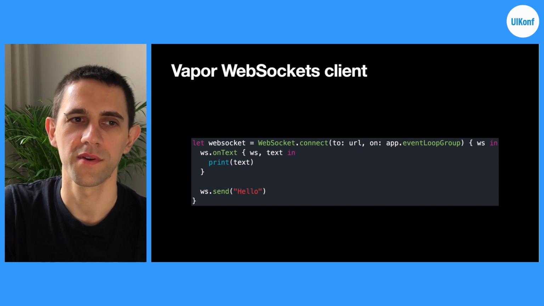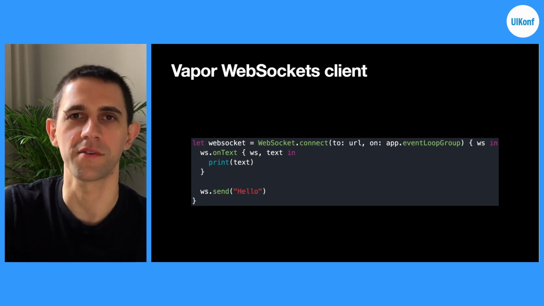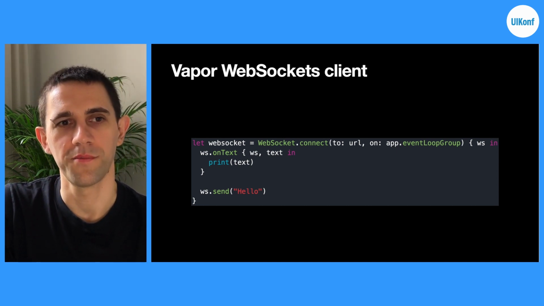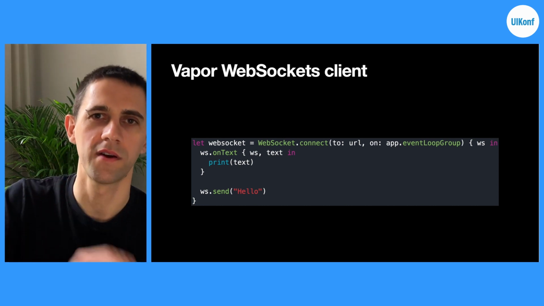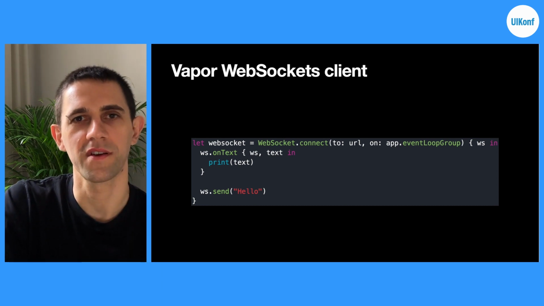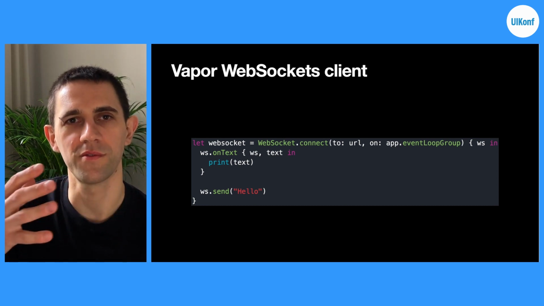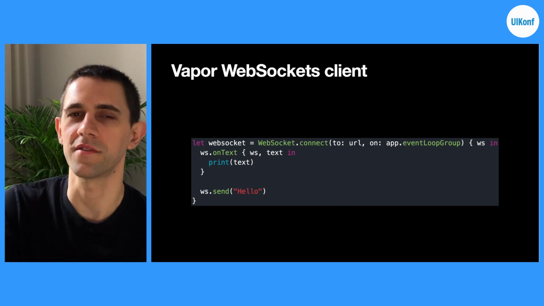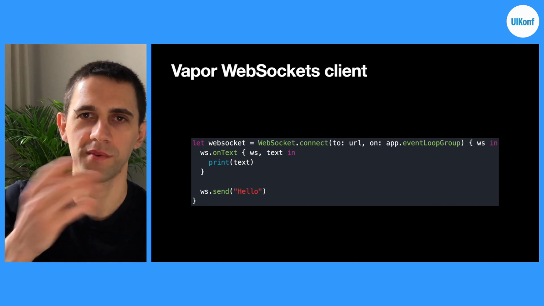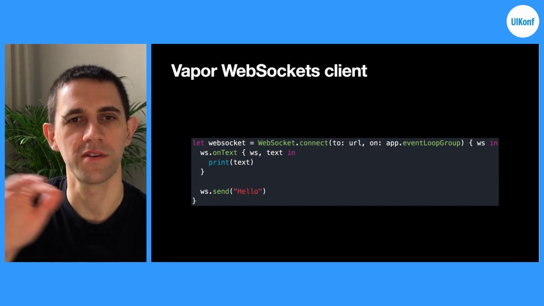We want to create the WebSocket. We're using the WebSocket object and calling connect and specifying the URL inside there. Similar to the previous examples, we're describing what we want to do when we receive text. We're printing to console, and when we have connected, we just send hello.